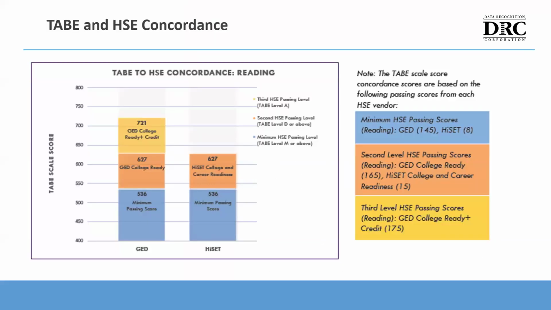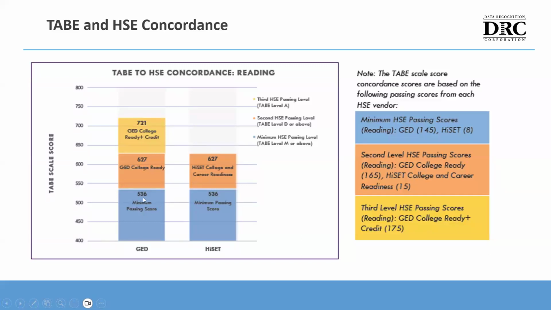So for reading, the baseline is at 536. So if I get a 536 on TABE, I have a strong likelihood of passing the high school equivalency test at a minimum threshold. In the GED case, that's the 145 passing score. If I get a 145 on the GED, it is a great accomplishment for the student. They've passed that section, in this case, reading, and you know, they're on their way to having the high school diploma.